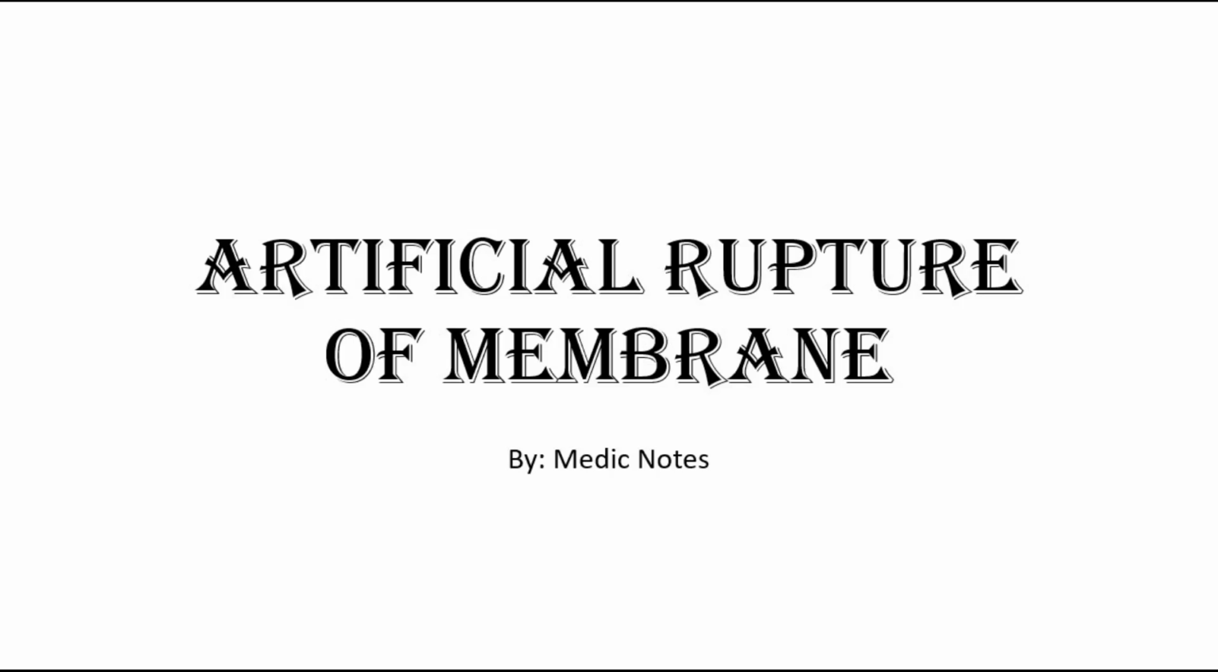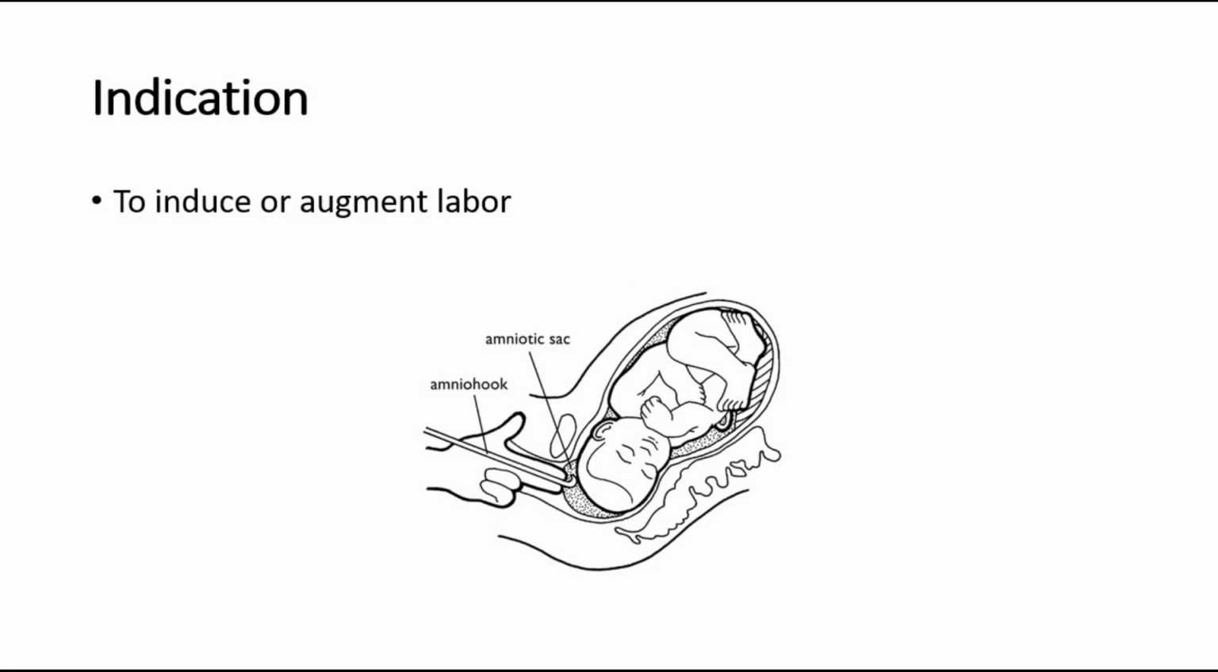This video will be on artificial rupture of membrane. The indication to do this procedure is to induce or augment the labor process. And this is a picture showing how we insert the amnio hook, hooking the amniotic sac.